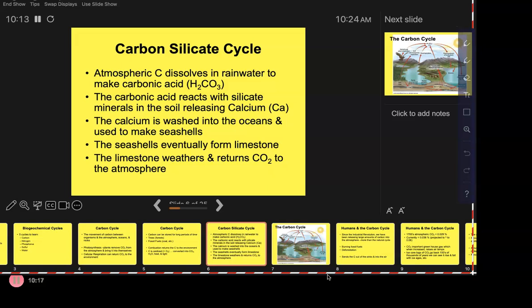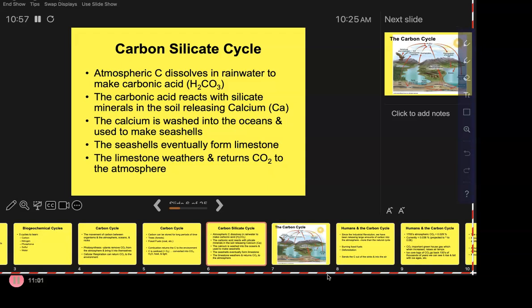And when the carbonic acid hits the earth, you guys probably don't know this unless you took geology. Silicates are everywhere. They're like the most commonly occurring mineral group at the surface of the earth. Many rocks contain silicate stuff, and calcium is quite frequently bonded into that mix. So the calcium is released into the oceans, used to make seashells.